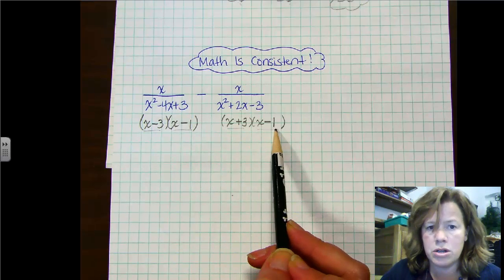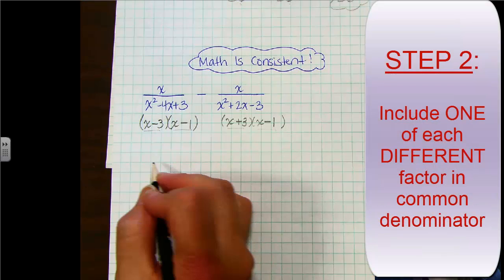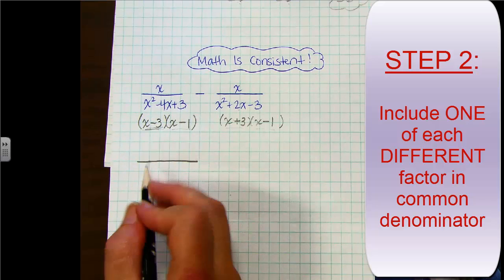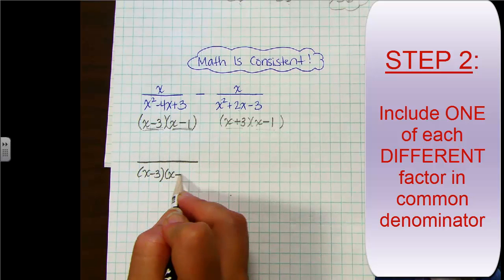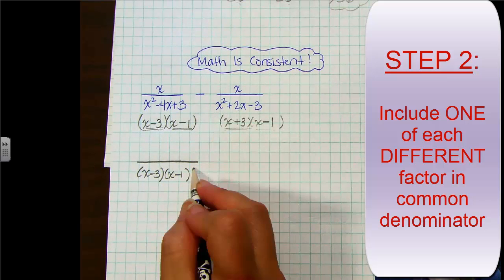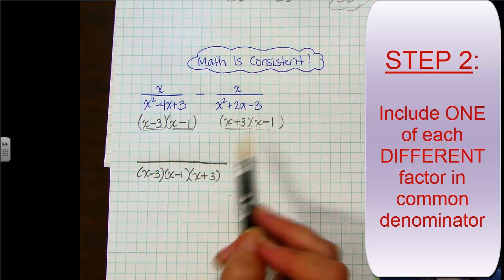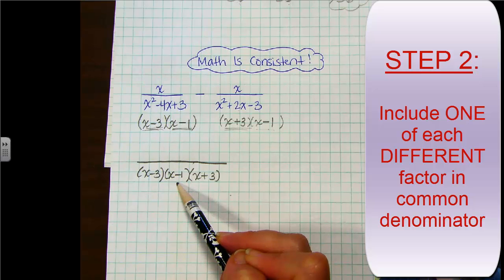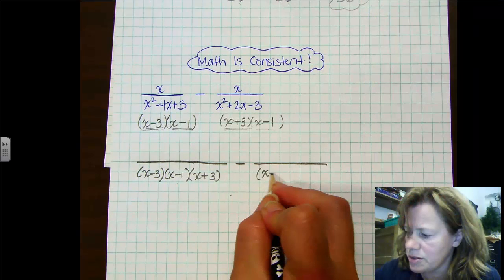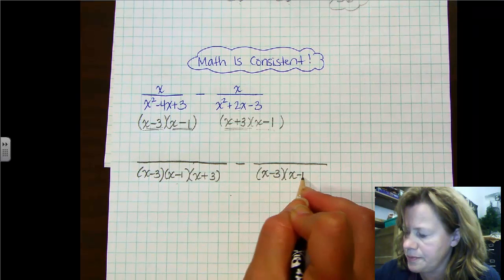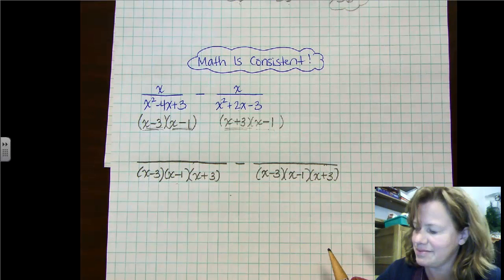Again, I need to include one of each different factor in my common denominator. So I need to include this x minus 3. I need to include this x minus 1. And I need to include this x plus 3. I don't include x minus 1 because I've already included it down here. I haven't hurt its feelings. So my common denominator for this particular problem is x minus 3 times x minus 1 times x plus 3. Yes, they start to look ugly.